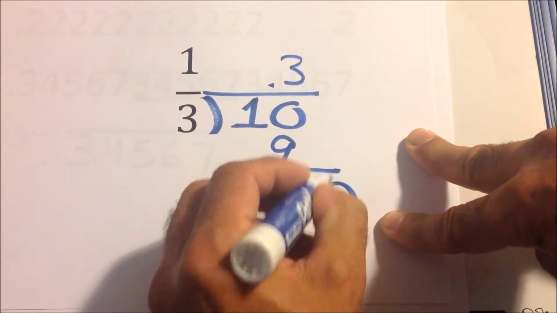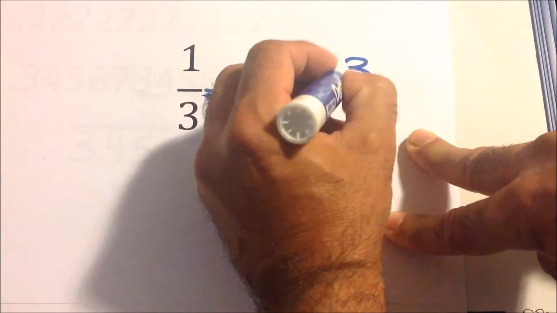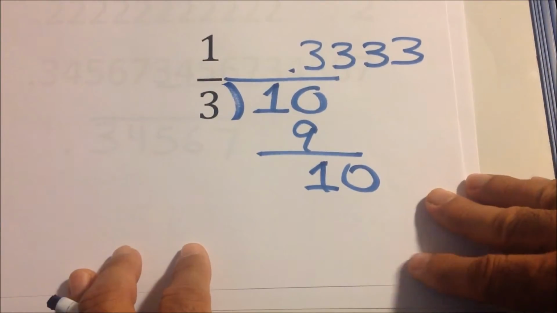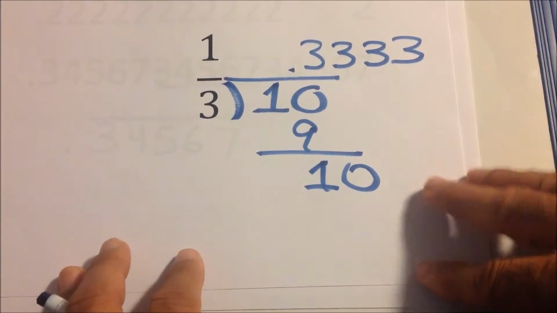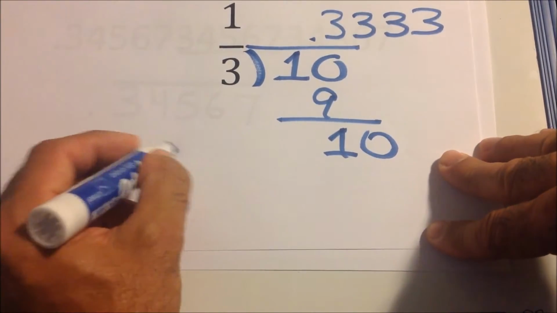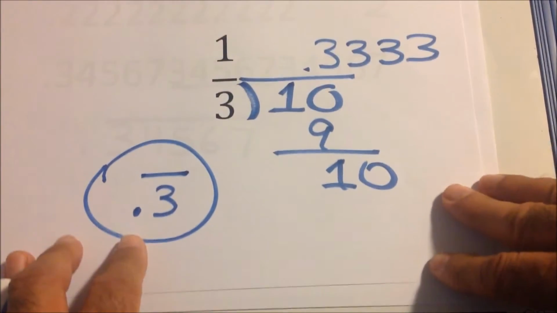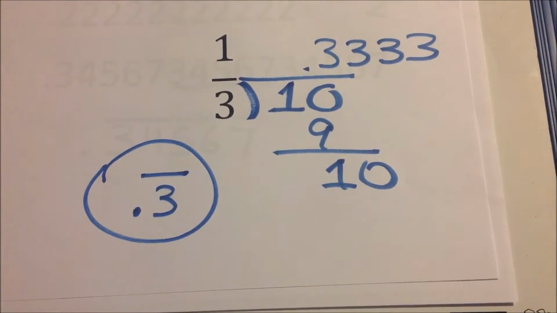And as you can see, it's just going to keep repeating. So this is a repeating decimal. It has a pattern, 0.3333 forever. So you would write it as 0.3 with a line on top. That's a rational number.